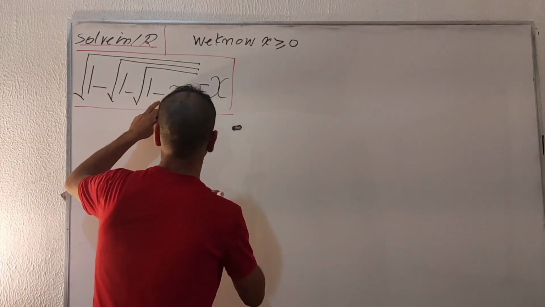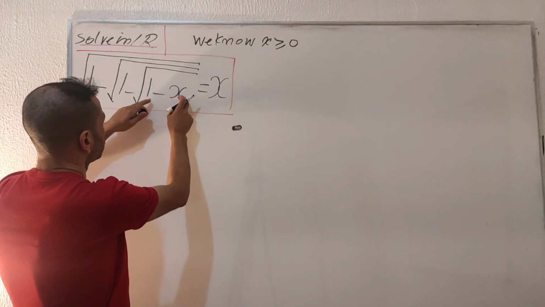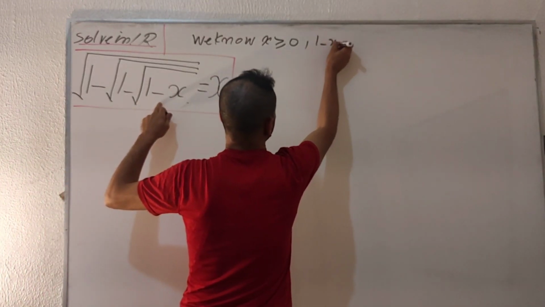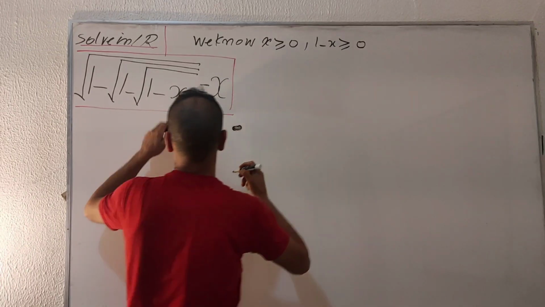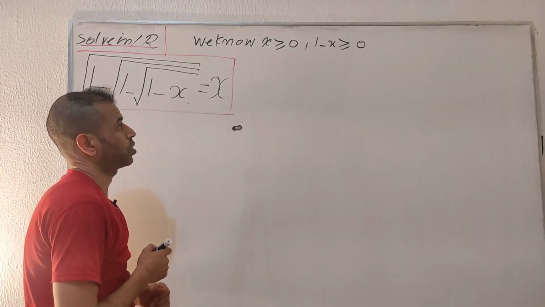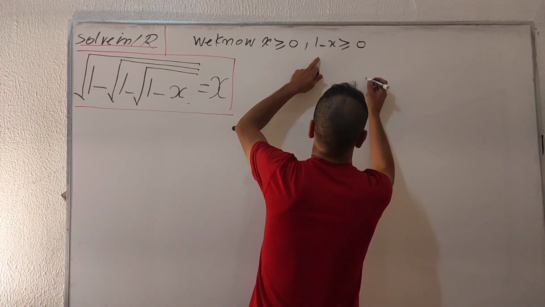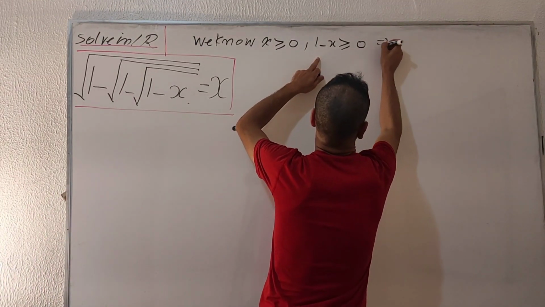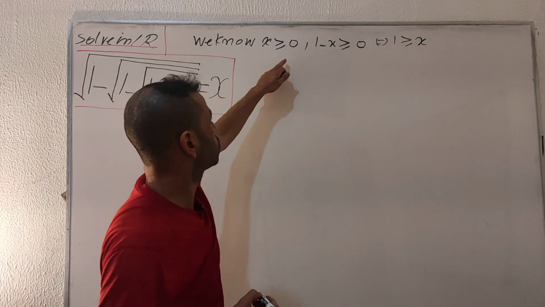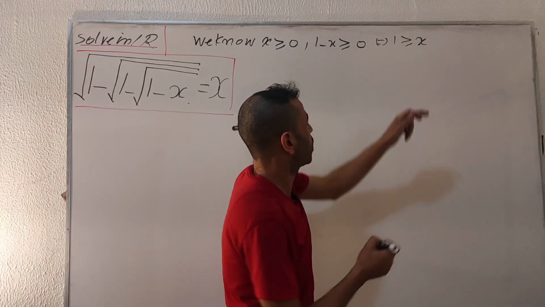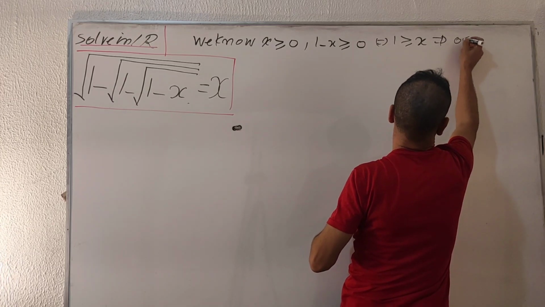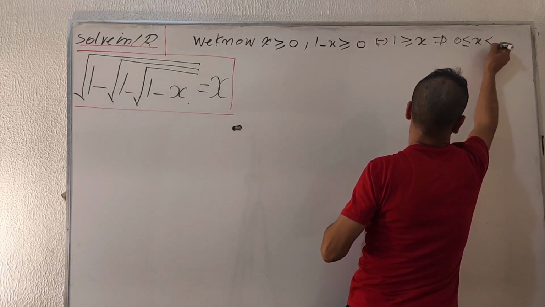The other thing is that the inside of this square root must be non-negative as well, which means we also have 1 minus x must be greater than or equal to 0. This is the most important thing that I'm going to be concerned about. So I get here that 1 is greater than or equal to x. We know x is greater than or equal to 0 and 1 is greater than or equal to x. By summarizing, I get 0 is less than or equal to x and x is less than or equal to 1.